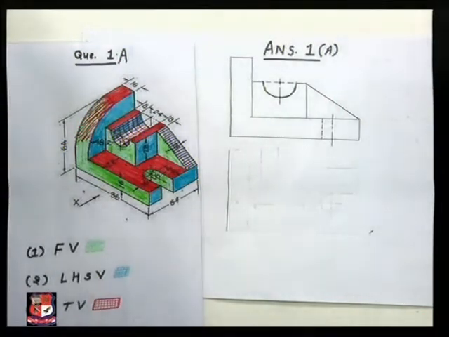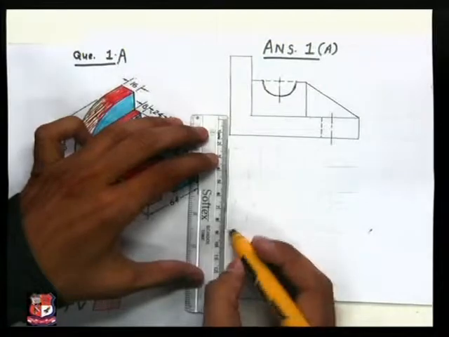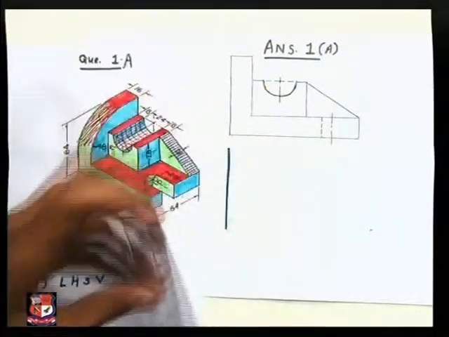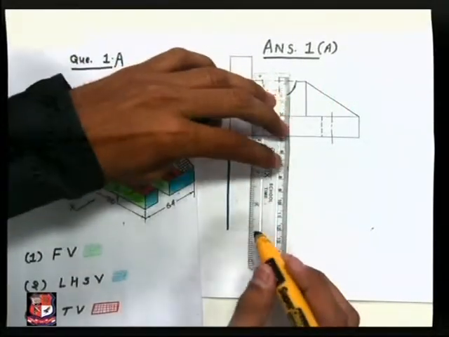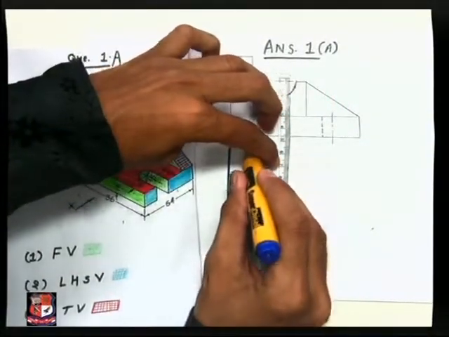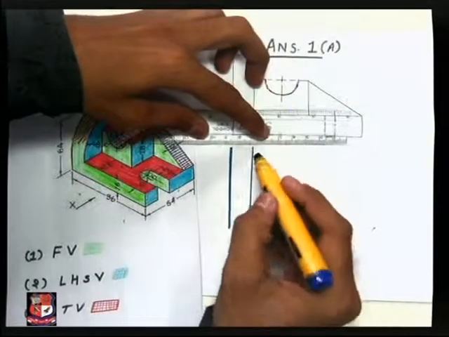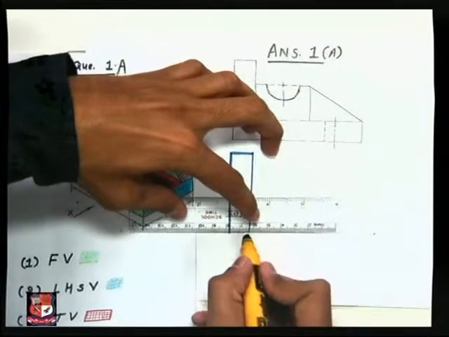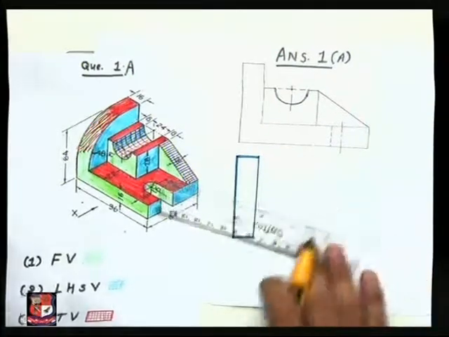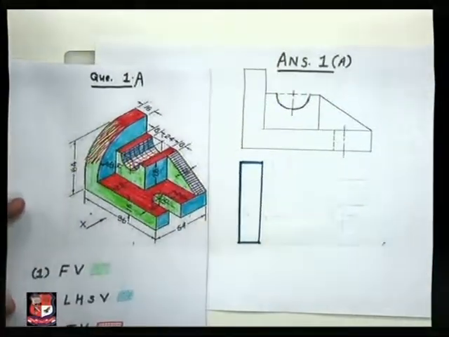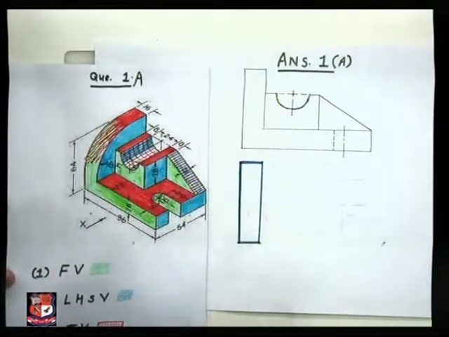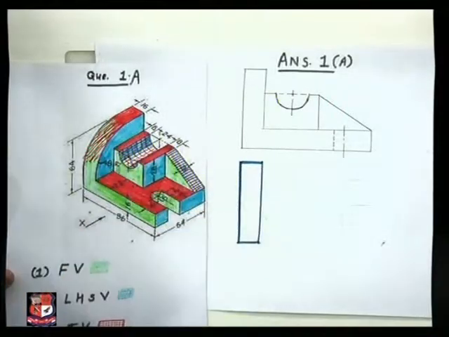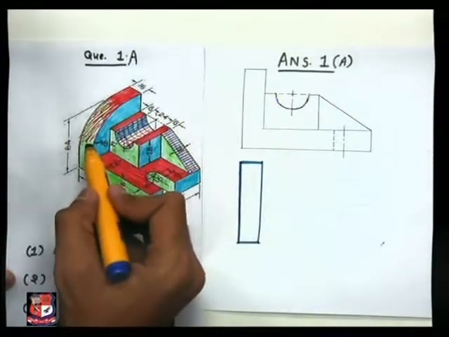Let me use some other colored pen to distinguish the 2 views. This is its top view. This shape would be visible, and the width of this rectangle is 16 millimeter. So this would appear like this. So this edge that we have represented over here. Now what about this edge? This red colored portion and this red colored portion. These 2 strips would be visible in top view.